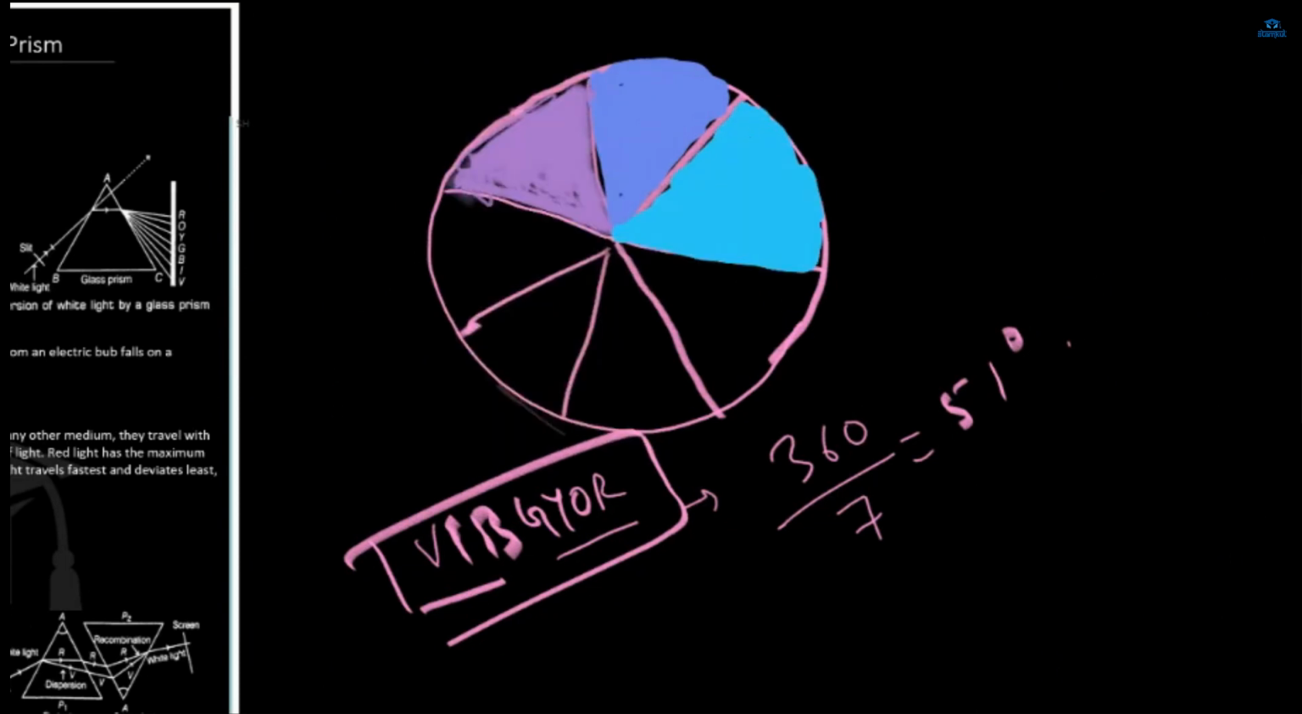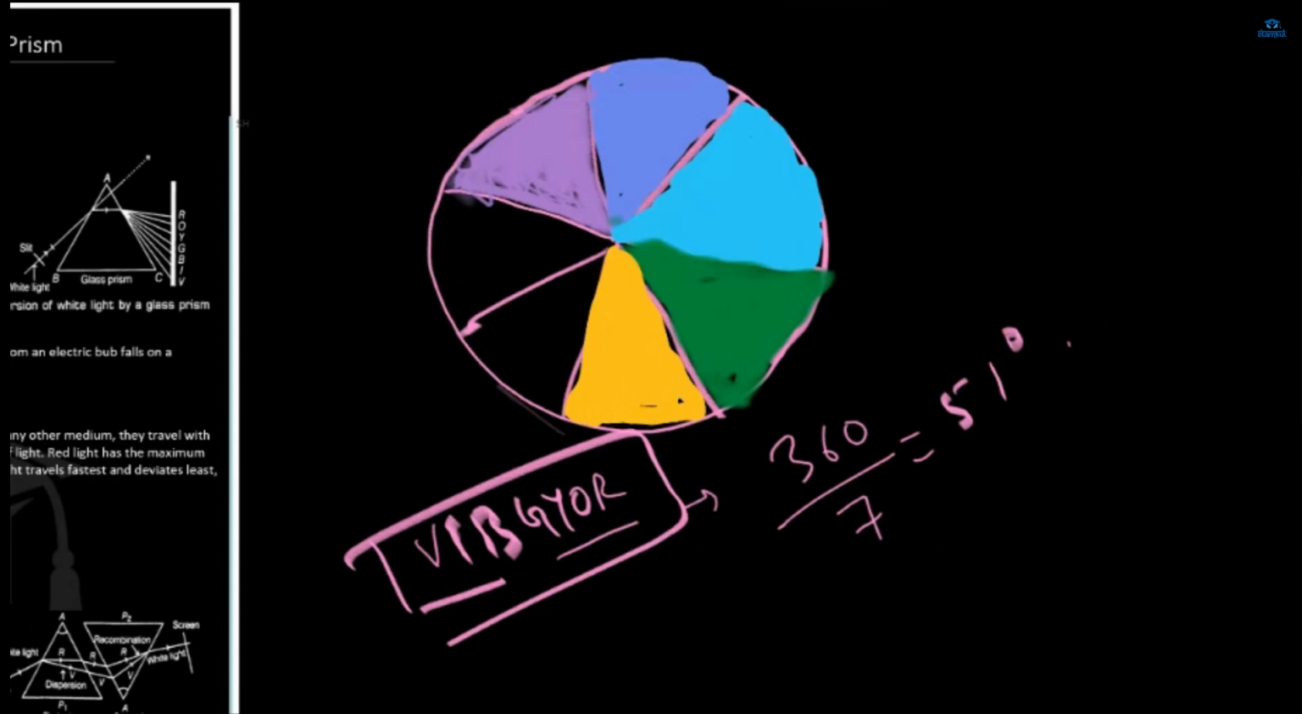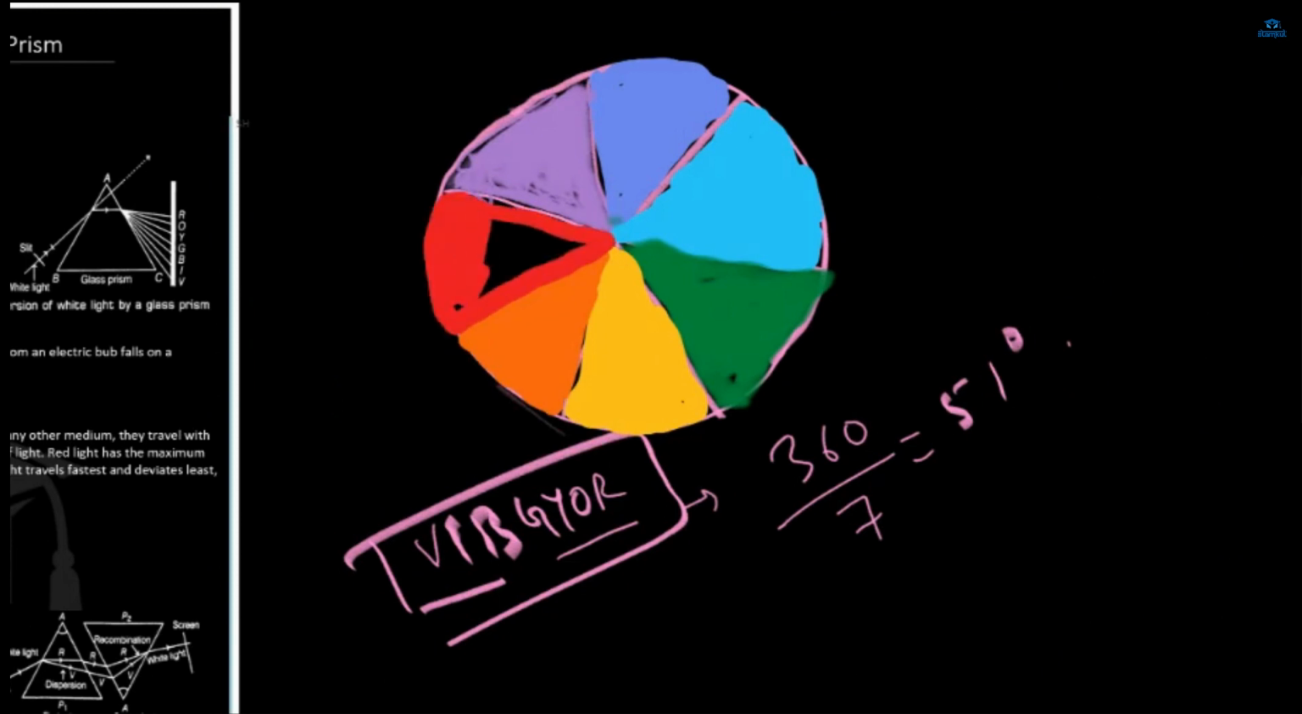Blue, and then green. Okay, green, this is a green color. Green, then yellow. You must start thinking it's like something like drawing glass or something. Orange and red. Okay, so this is our VIBGYOR color. Color of the VIBGYOR. VIBGYOR is a color only.